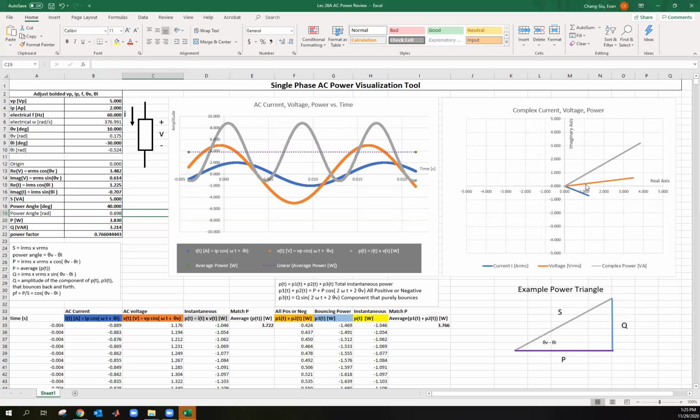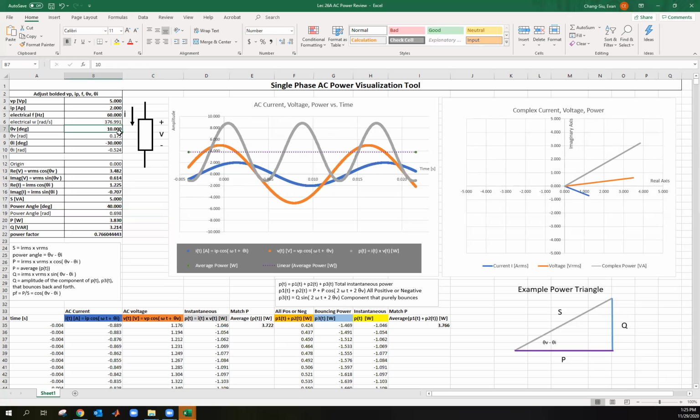And the phase difference between the orange and the blue is in fact 40 degrees, which is the same as the angle difference between the gray line and the real axis, okay? So what would happen if I maintain that 40-degree phase difference, but then just rotated the orange and blue all the way over? Well, the orange and blue would rotate, but the gray would stay as is. So I could do that.